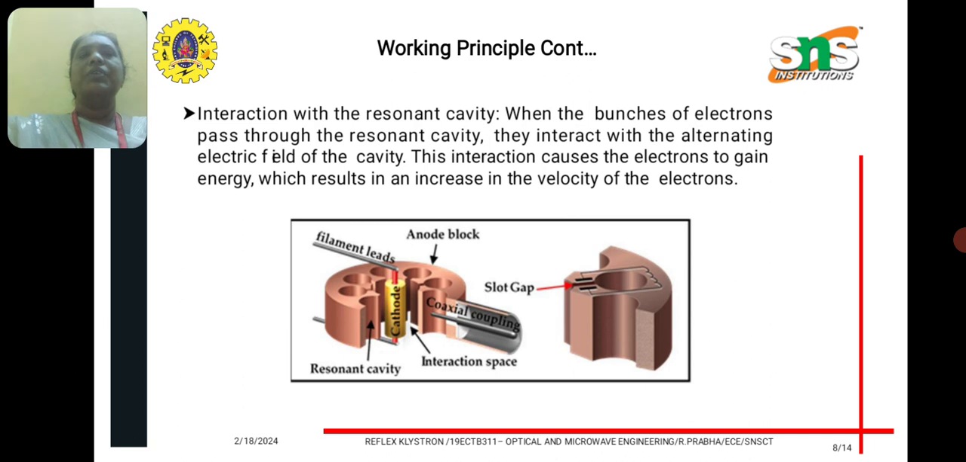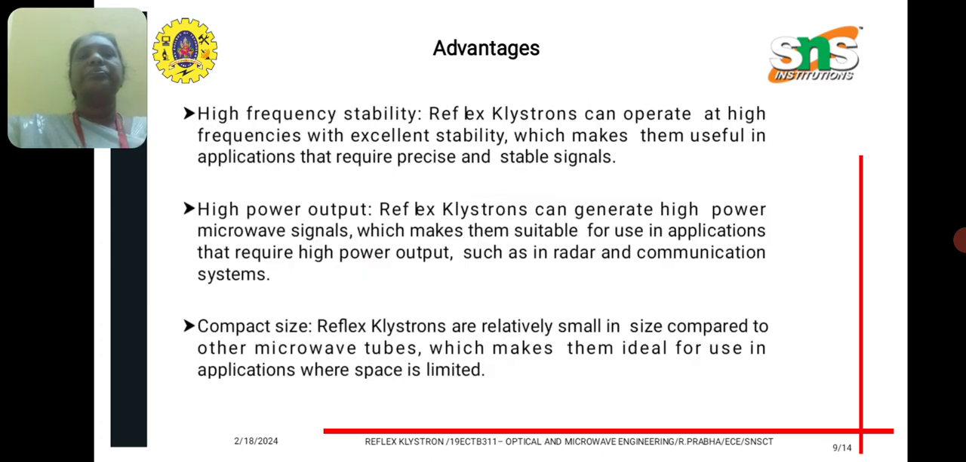So in the diagram we can see there is an interaction with the resonant cavity. This interaction causes the electrons to gain energy, which results in an increase in the velocity of the electrons. It has the advantages of a reflex klystron, such as high frequency stability, because they operate at higher frequencies with excellent stability, which makes them useful in applications where precise and stable signals are required.